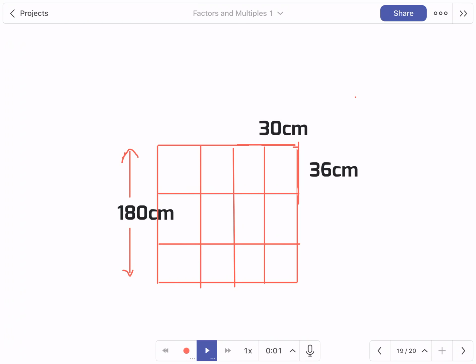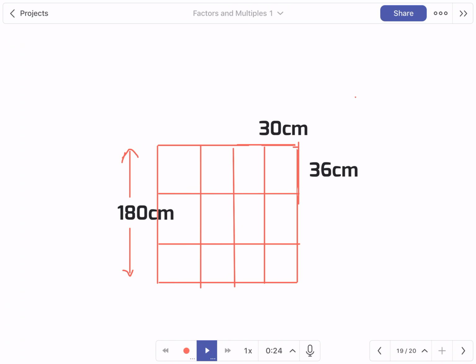So we have found that 180 centimeter is the least common multiple of 30 centimeter and 36 centimeter. If we keep multiplying 30 centimeter and 36 centimeter by integers, 180 will be the very first number which is common to both multiplications.